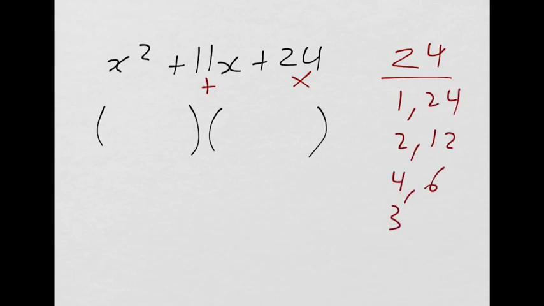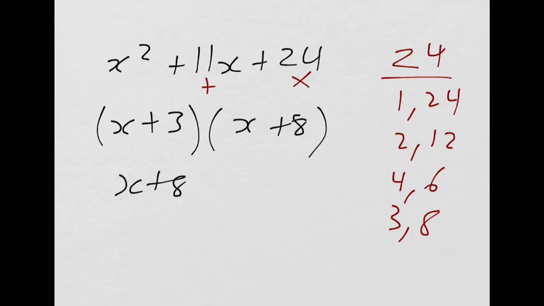6, 3 and 8. And clearly if I go 3 plus 8, I get 11. 3 times 8, I get 24. So that's going to work out nicely. Magic. Okay? So my first factor would be x plus 3. My other factor would be x plus 8. You can also go like this. You can go x plus 8 times x plus 3. That's the same thing. Whenever you FOIL either of these, you'll still get where we started.